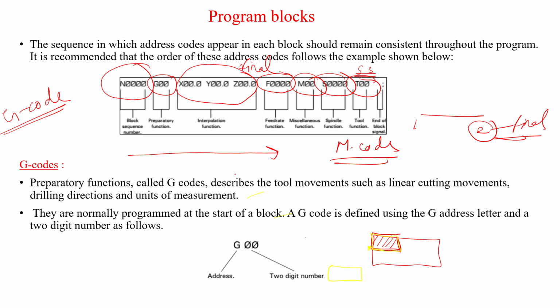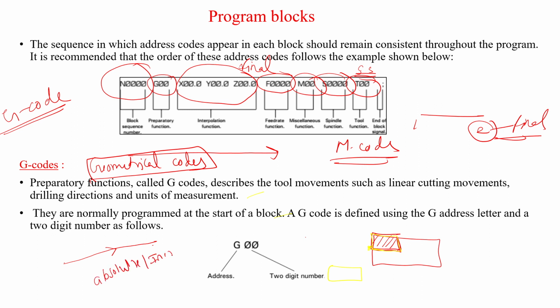So these G codes are the preparatory functions, which are also known as geometrical codes. It is related to the geometry or the coordinates of the system. For example, if you want to move from here to here, the first thing you have to define is in which system it is working, absolute system or incremental system. Okay?